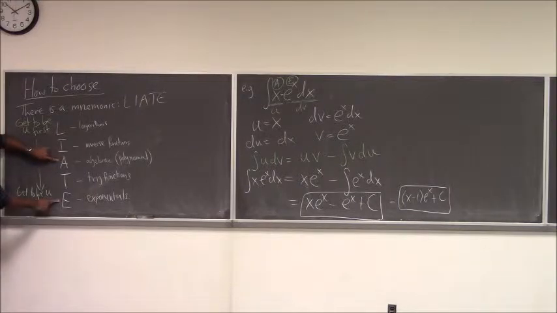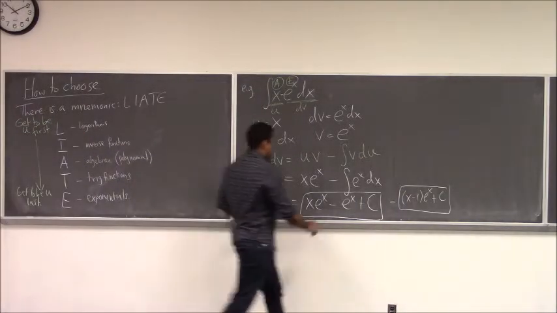So if I have a multiplication of an A and an E, the A is the u, and that guy's the dv, right? If I have a multiplication of an I and a T, this is the u, that's the dv, right? So the guys higher in this list get to be the u. And that's how you choose. That will always get you to an easier integral, quote unquote. So that's how you choose.